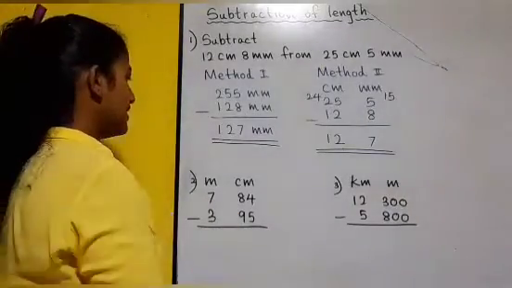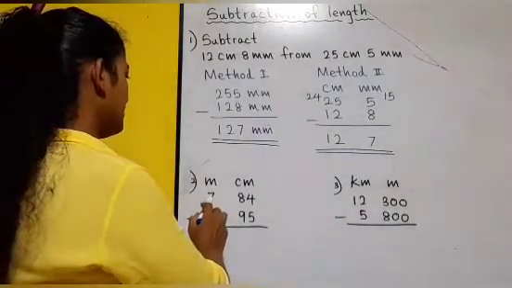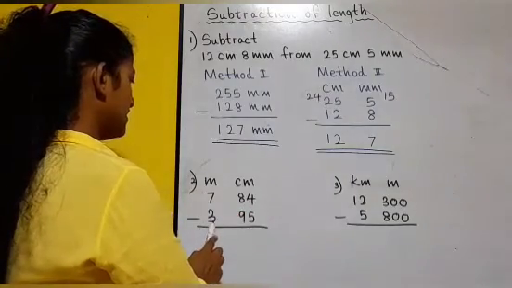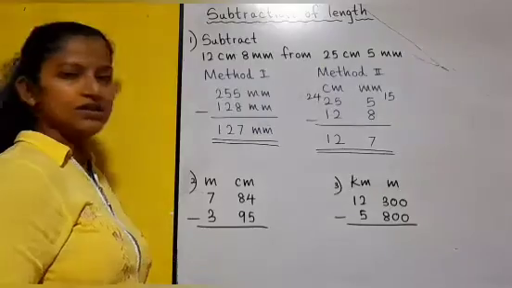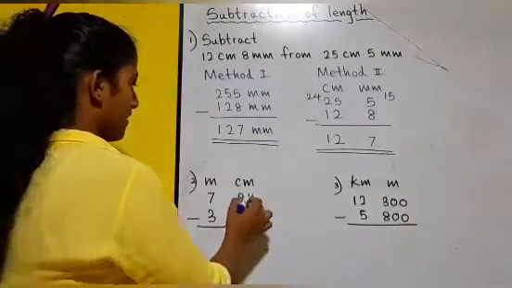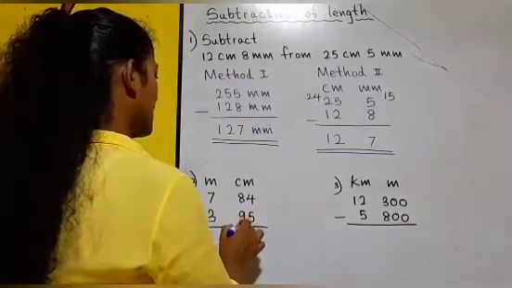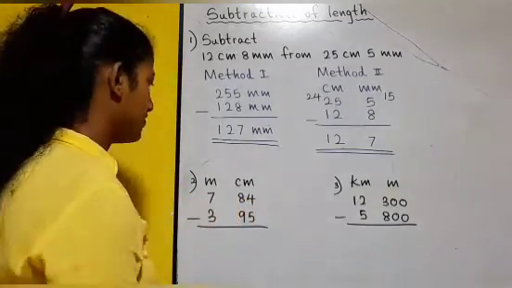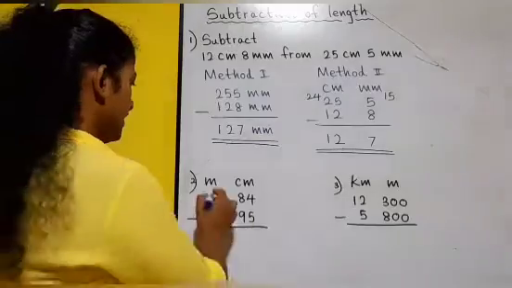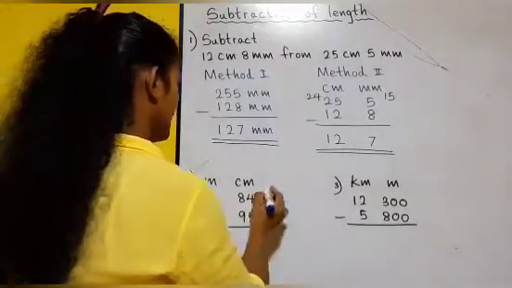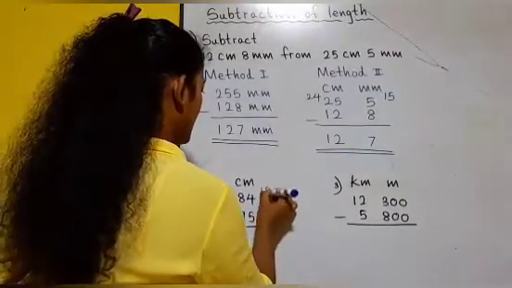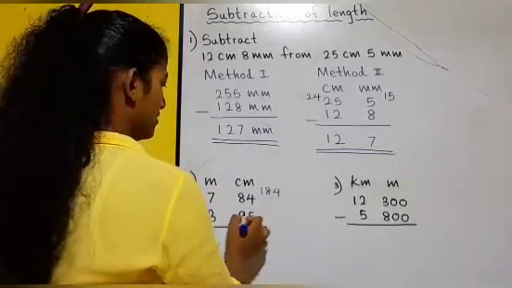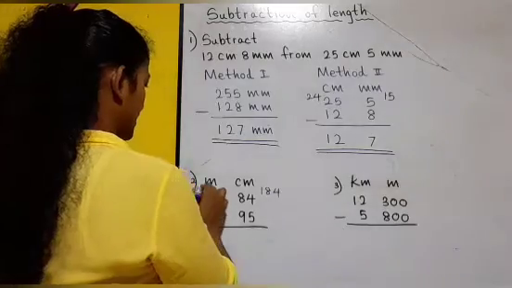Then the second example, 7 meters 84 centimeters subtract 3 meters 95 centimeters. We can't subtract 95 from 84, so we are taking 1 meter from the meter side. It becomes 100 centimeters. Then 184. Now we will do the subtraction. Now the remaining is 6 here.